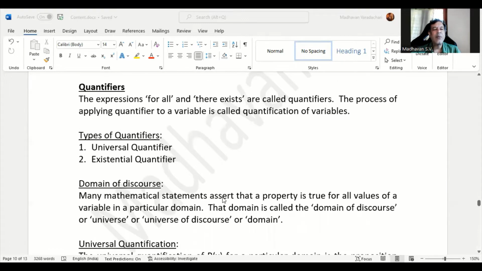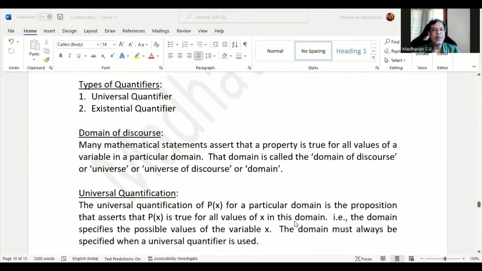Then we will understand what we mean by domain of discourse. Many mathematical statements assert that a property is true for all values of a variable in a particular domain. Maybe set of integers, set of real numbers, set of rational numbers, like that. That domain is called the domain of discourse, or it is also called the universe, or universe of discourse, or simply it can be called the domain only.